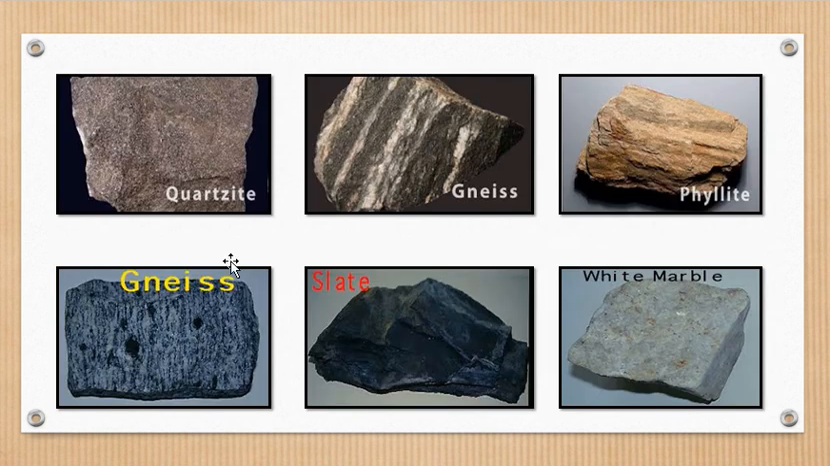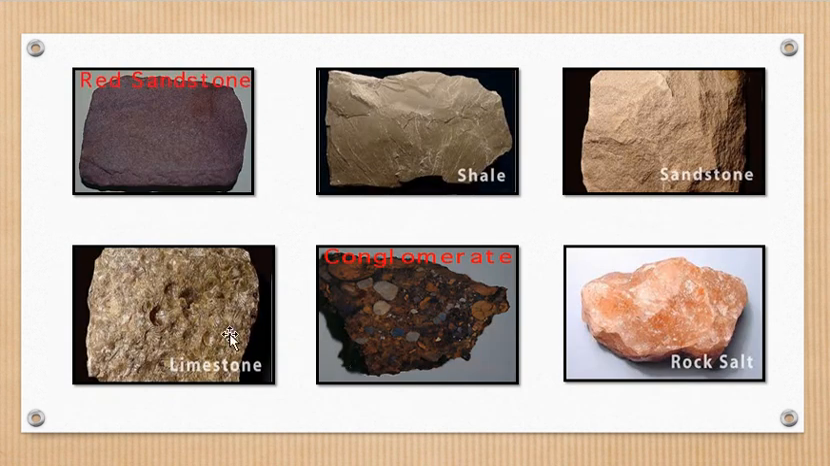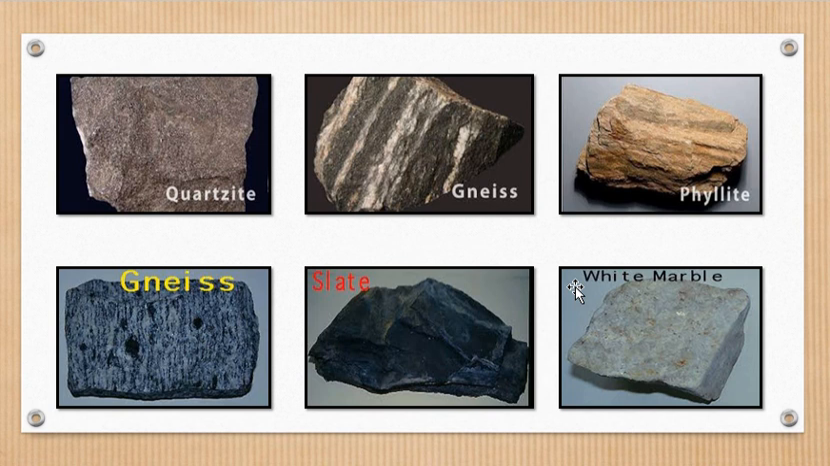Now, here are other pictures or samples of metamorphic rocks. We have the quartzite and the gneiss, which are similar. We have the slate, white marble, and phyllite. This white marble is an example of limestone. Limestone is from sedimentary rocks. Here, this is an example of a limestone. When limestone is exposed to metamorphism, it will become a marble metamorphic rock.